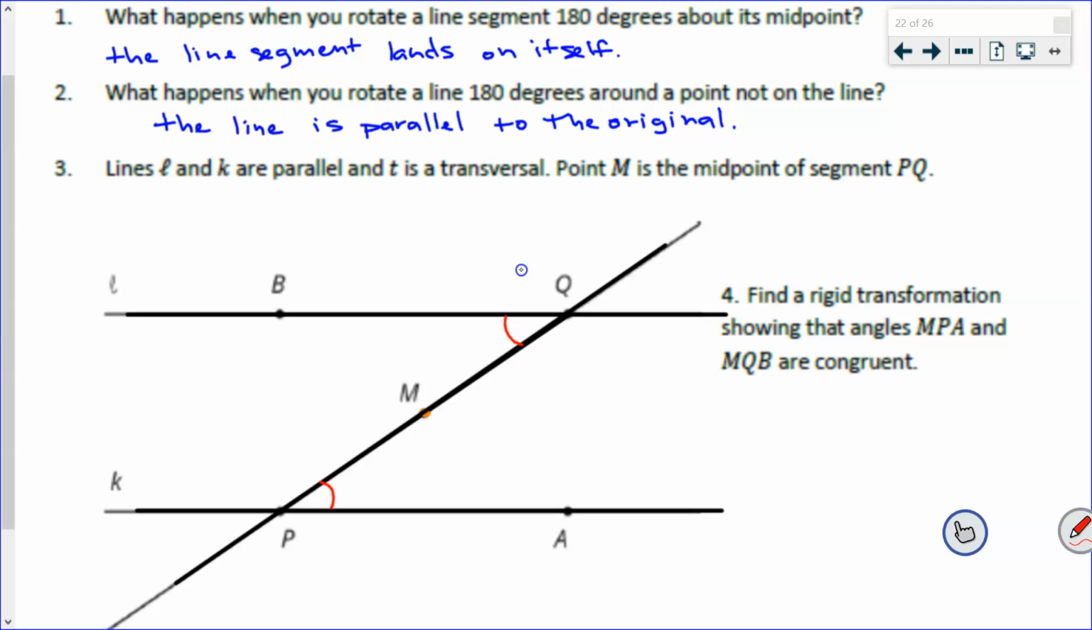I'm trying to figure out a rigid transformation, remember all those hints that I gave you? That is going to take this angle to show that they're congruent. Experiment. I've basically given you all the hints that you need. Experiment with your tracing paper and your table. See if you can figure out how to show this angle is the same as this with the rigid transformation. Ready, set, go.